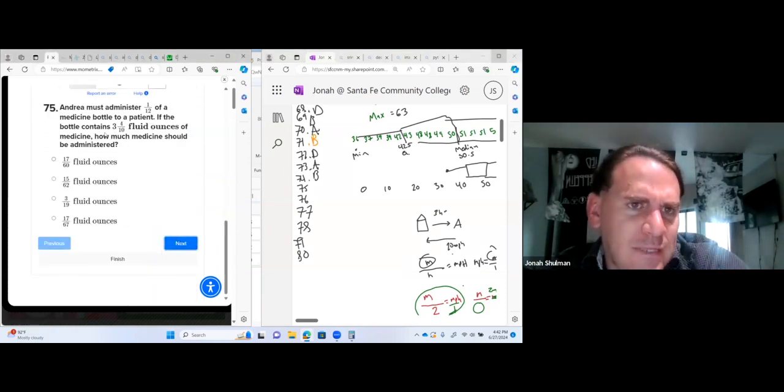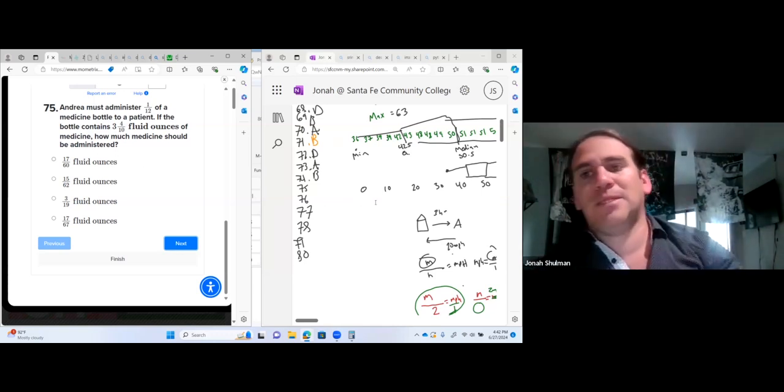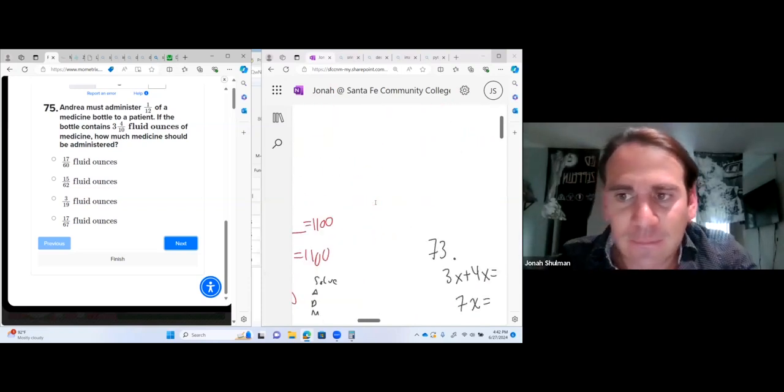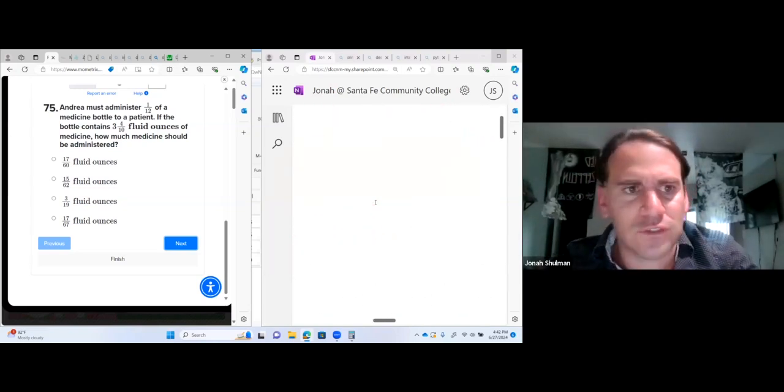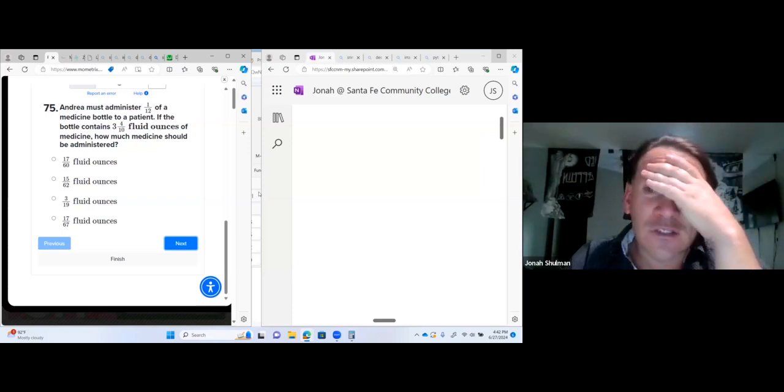All right. Andrea must administer 1/12 of the medicine bottle to a patient. The bottle contains 3 and 4/10 of medicine. How much medicine should be delivered? Okay, so this is a measurement problem. It's in the geometry section. Measurement and conversions are really tough for students, but I think it's really useful. Useful for cooking, useful all the time.